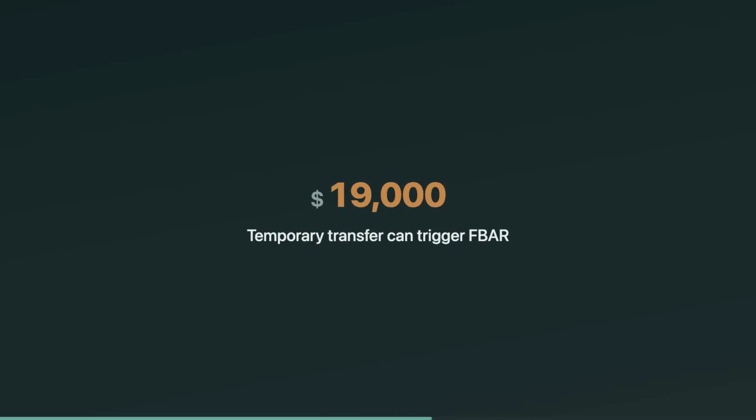Quick example. Jose usually keeps about $7,500 in a Mexico account, so no FBAR in prior years. This year, he transfers $19,000 in January to start a vacation home, then withdraws it later and ends at 0. He still files the FBAR because the maximum during the year exceeded $10,000. Income doesn't matter for FBAR. Balance does.